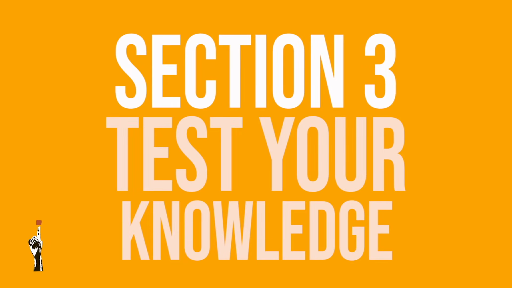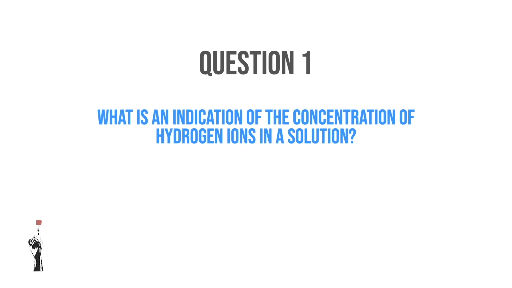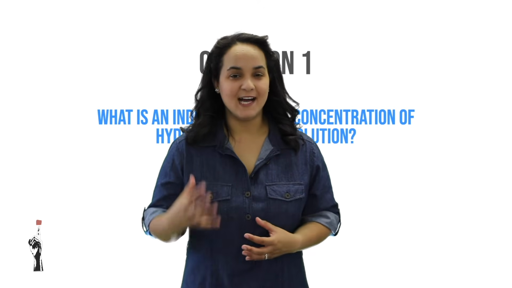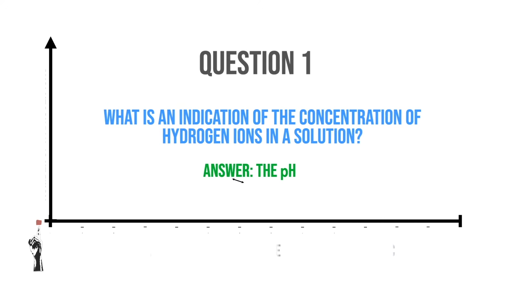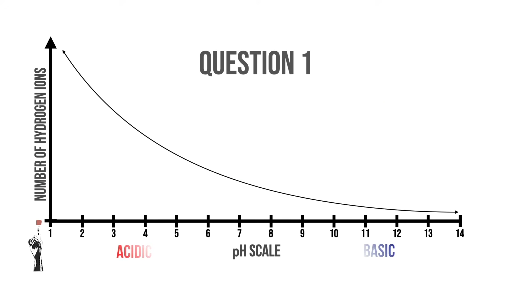Let's consolidate what we've just covered by answering the following questions. What is an indication of the concentration of hydrogen ions in a solution? The answer is the pH. Now you'll remember hydrogen ions indicate whether something is an acid or a base. The higher the concentration of my hydrogen ions, the more acidic my solution is. We will have a number on the lower end of the scale, a 1 to 6 perhaps.